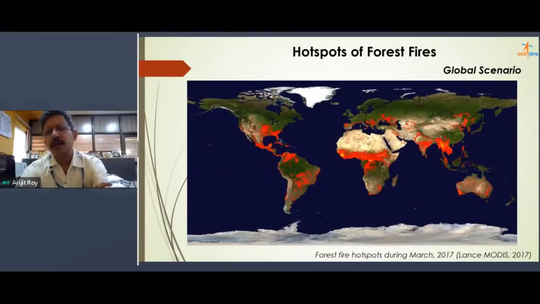And if we see a snapshot of the forest fire activities across the globe, especially during the fire season, this is March, 10 days during March. I have taken something like 17 to 21st of March 2017. So this is how the global distribution of wildfires looks like in the northern hemisphere, of course. And this converts into the southern hemisphere when there's a fire season in the southern hemisphere, that is during September and October.